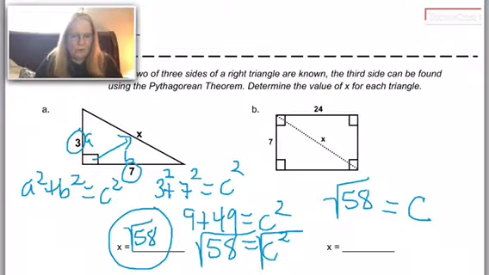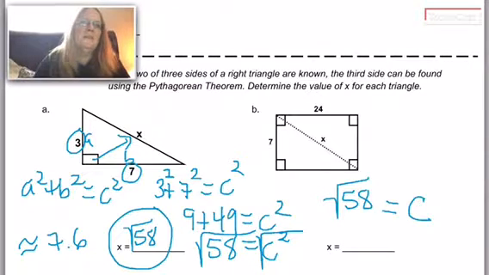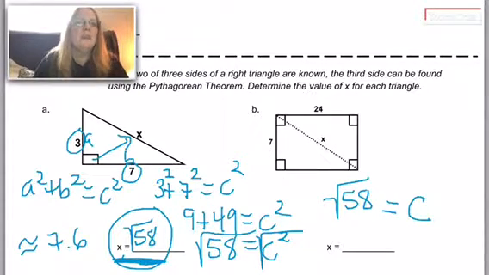Again, I'm going to go ahead and put that in my calculator and see that that is approximately 7.6. Okay? But this is an approximate answer, approximately equal to 7.6. The exact answer is the square root of 58. And when we get back from Christmas break, we're going to spend some time with simplifying radicals and talking about that a little bit more. But please pause the video right now and try and solve for x in part B.